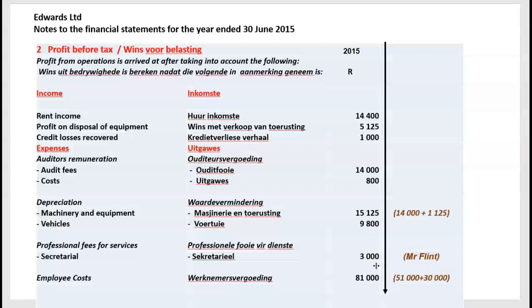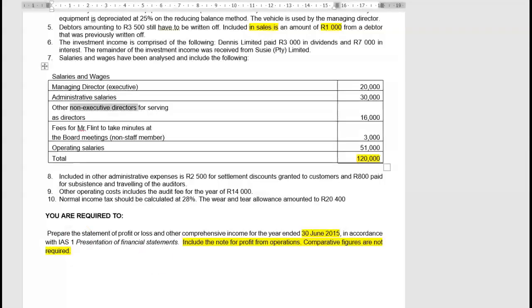If you're going to disclose the wrong stuff in this note, I'm going to subtract marks from you and you're going to be severely penalized. So make sure that you're only going to disclose the items which you are supposed to disclose according to IAS1. Go and have a look at your illustrative set of financial statements. Great, then we've done that.